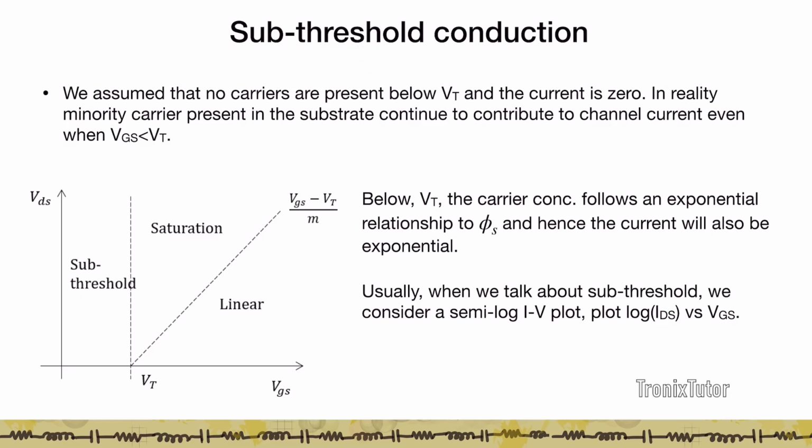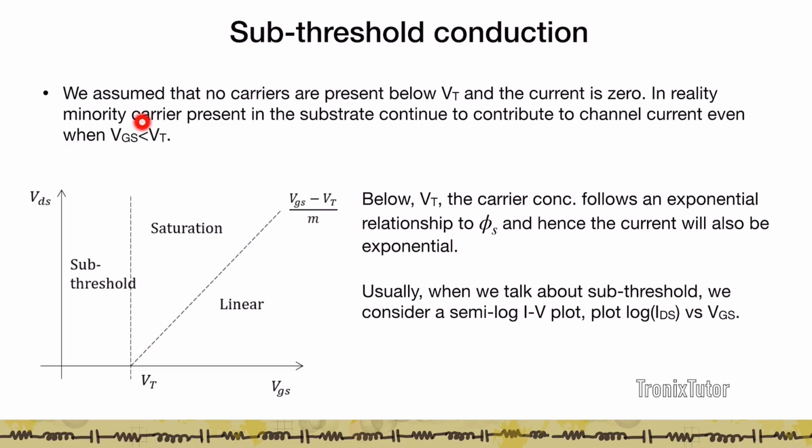In our previous model, we assumed that no carriers are present below VT and therefore the current is zero. But as we looked at in the MOSFET, in reality the inversion layer does not switch on. There is a small inversion charge that continues to build up. Eventually around VT the inversion charge density becomes much higher than the hole density, and hence we call it VT. But please remember that minority carriers are present in the substrate even when VG is less than VT.